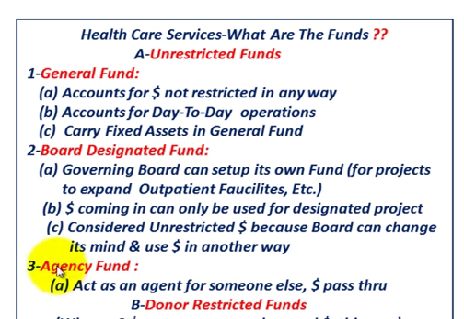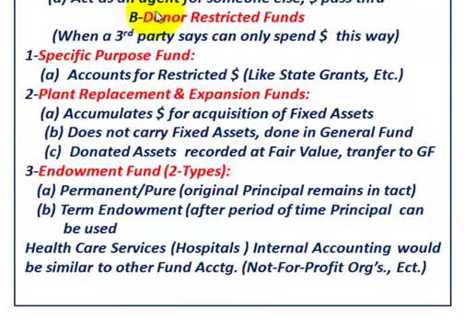And then the third fund would be the agency fund. That's where the healthcare facility or hospital acts as an agent for someone else. Money is just passing through for whatever purpose. And then we get down to our donor restricted funds. That's when a third party says you can only spend the dollars or resources they contributed in a certain way that the donor specified.